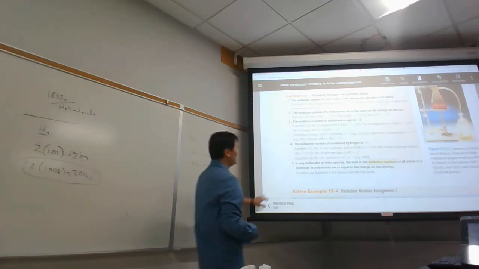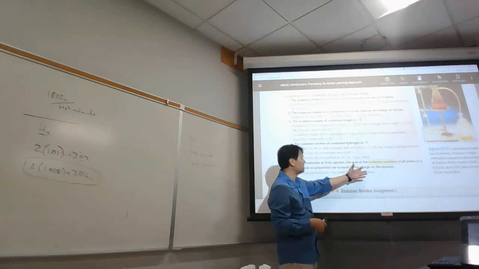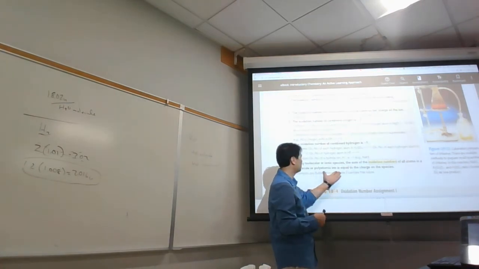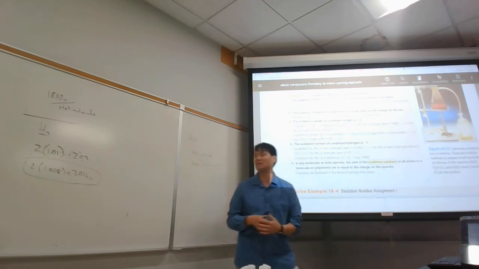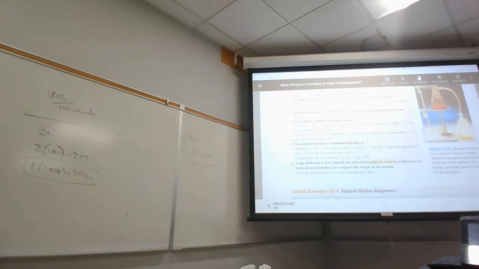Rule 5, in any molecular or ionic species, the sum of the oxidation numbers of all atoms in the molecule or polyatomic ion is equal to the charge on the species. So how many nitrogens do we have? 1. And what is the charge on this? So we have 1 nitrogen, and that's got to equal the total charge. The total charge is plus 1. And so you're right, it's 3 minus. These I like to write as minus 3. And so the oxidation state on nitrogen must be minus 3, because minus 3 plus 4 gives us plus 1, the overall charge.